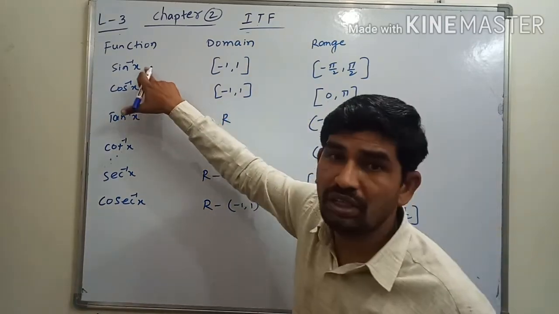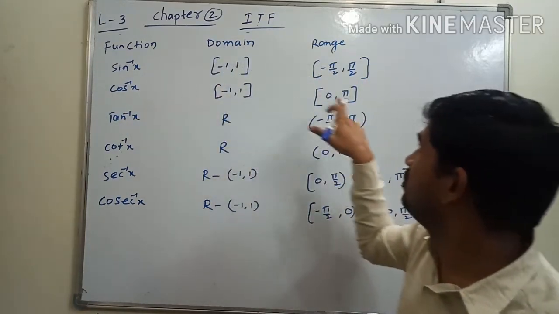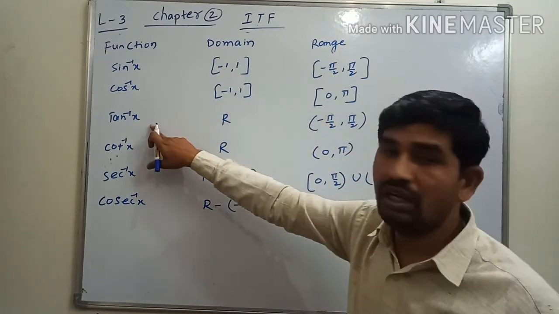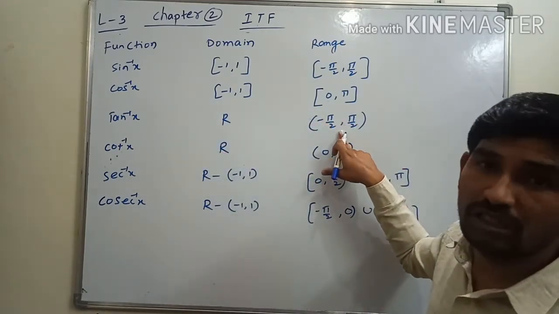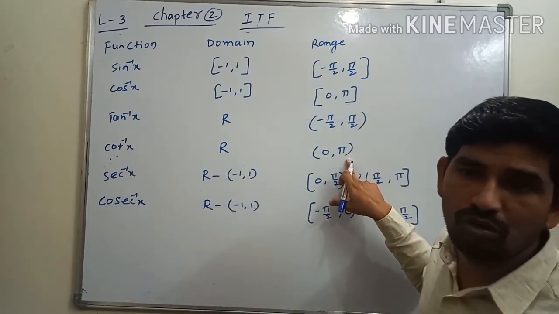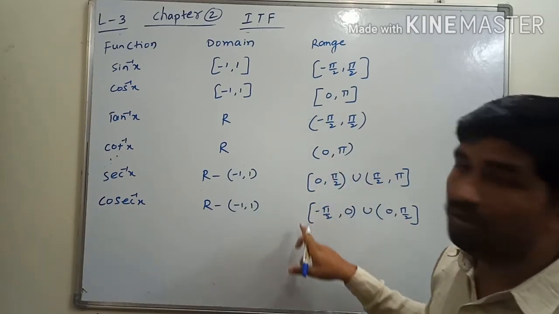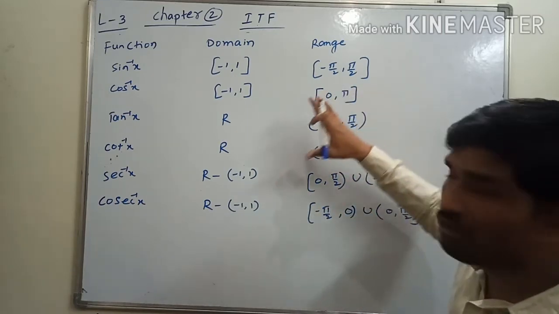The range of sine inverse function is nothing but the closed interval -π/2 to π/2. Range of cos inverse is the closed interval 0 to π. Range of tan inverse is the open interval -π/2 to π/2. Range of cot inverse is the open interval 0 to π. Like that we are taking the total six inverse trigonometric functions. Please all of you copy this.